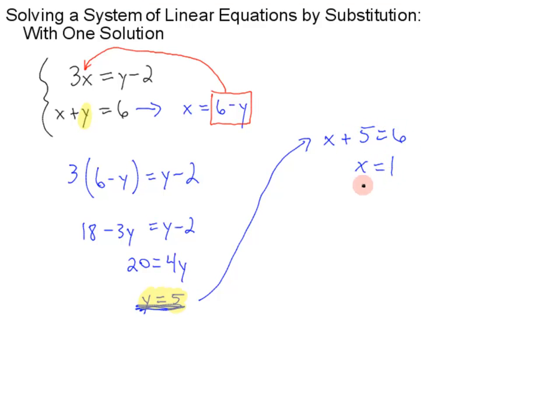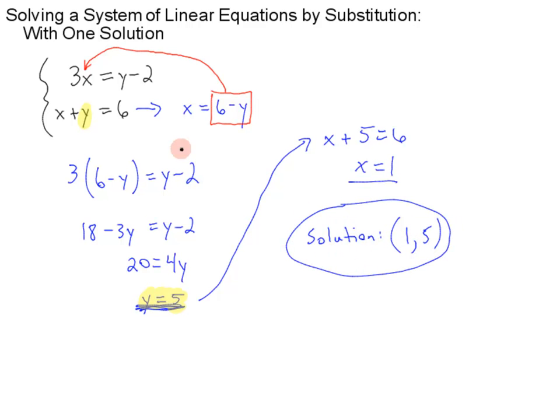Subtracting 5 from both sides, I can see that x is 1. So x is 1, y is 5. So the solution to this system is the ordered pair (1, 5), x, y. So you can see that these two lines intersect at a single ordered pair.